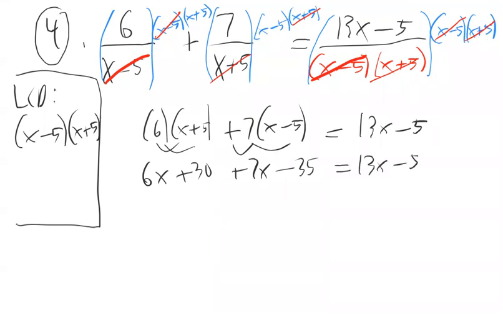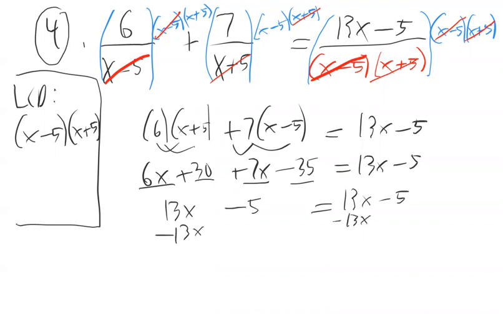And I combine the like terms, so 6x plus 7x is 13x, 30 minus 35 is negative 5, and this equals 13x minus 5 on the other side. So if I subtract 13, I usually start with x's. I subtract 13x from both sides, then that would cancel and that would cancel. Then I get -5 equals -5, and then I'll add 5 to both sides to get rid of that. Then I'll get 0 equals 0.